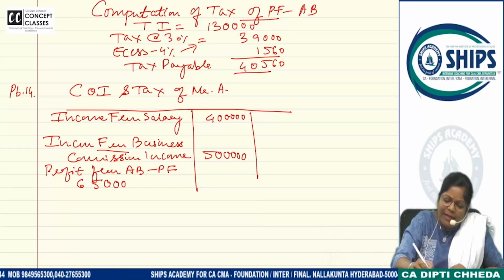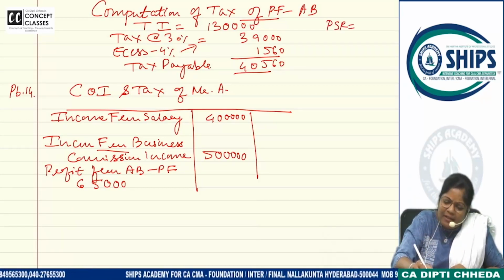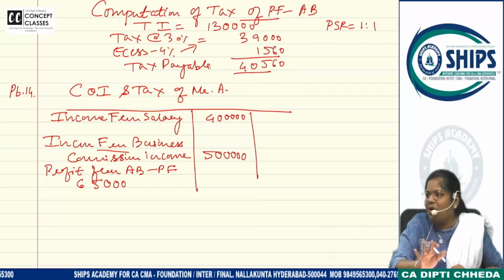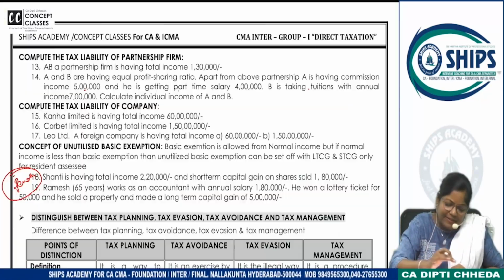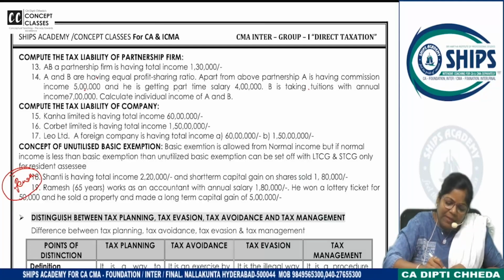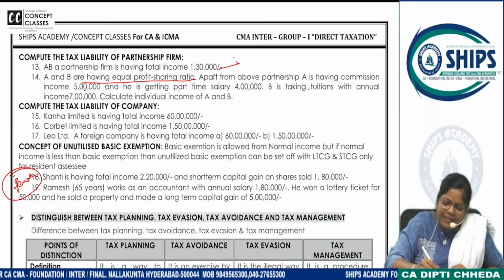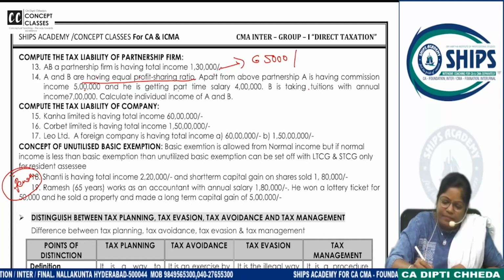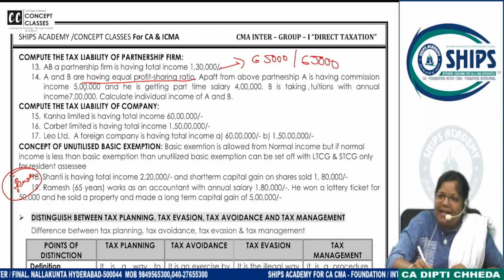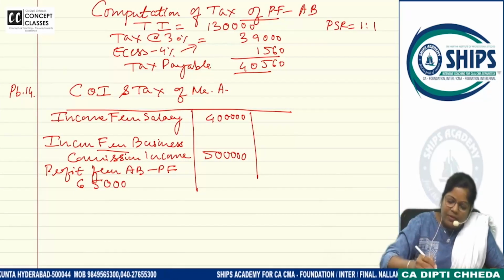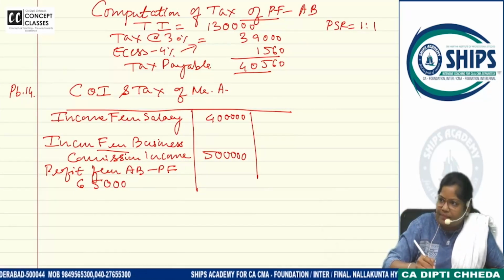1,30,000 is the total, and what is their PSR? 1:1. Clear or not? No, not clear. ये देखो, A and B are in a partnership firm. They are sharing the profits equally. तो 1,30,000 घर लेके जाएंगे तो A और B को कितना कितना मिलेगा? अभी क्लियर है या नहीं? चलो आ जाओ. 65,000.